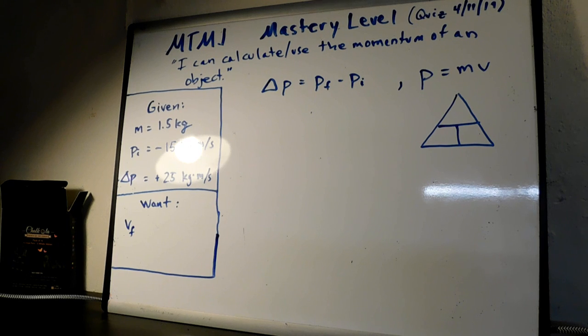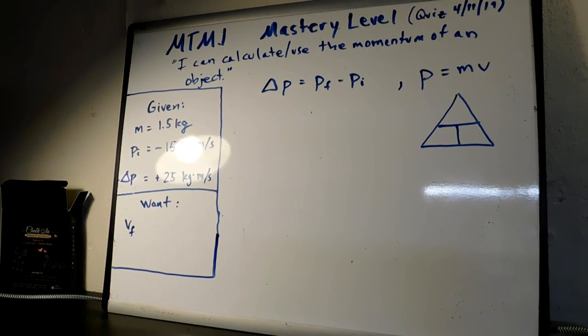This is on MFM1, which says I can calculate or use the momentum of an object. So we've got two equations that we're going to want to be using for this problem. We're going to be wanting to find out what the change in momentum is, or delta P. And we know that we're going to want to be able to figure that out because we see that we have, well, let me read the problem to you.